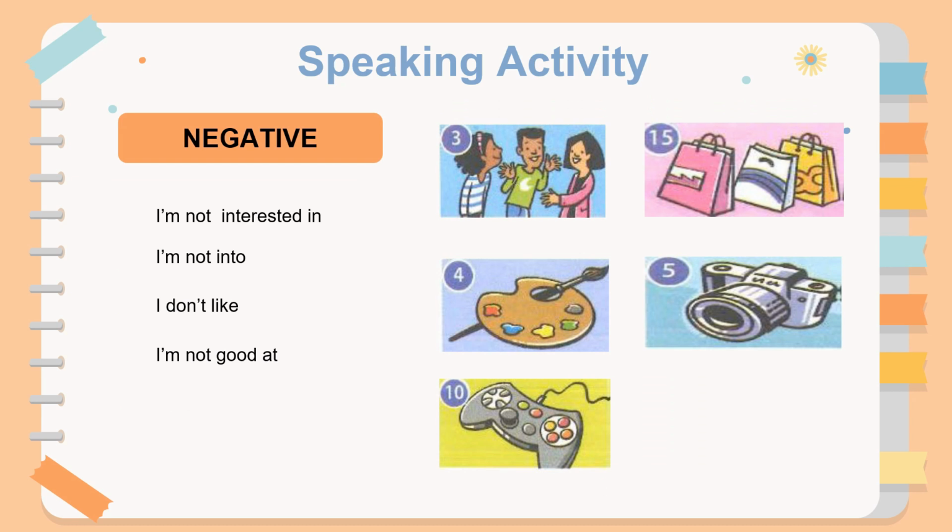The next part of the speaking activity is using the negative. As you can see here, we have 5 pictures, which we have looked at in the beginning of the lesson. So the first one is meeting friends. The second one is shopping. The next one here is art. And this one is photography. And last but not least, video games. Let me start one off for you as an example. I'm not interested in shopping. I don't like art. So now it's your turn to find someone at home and do the speaking activity with.